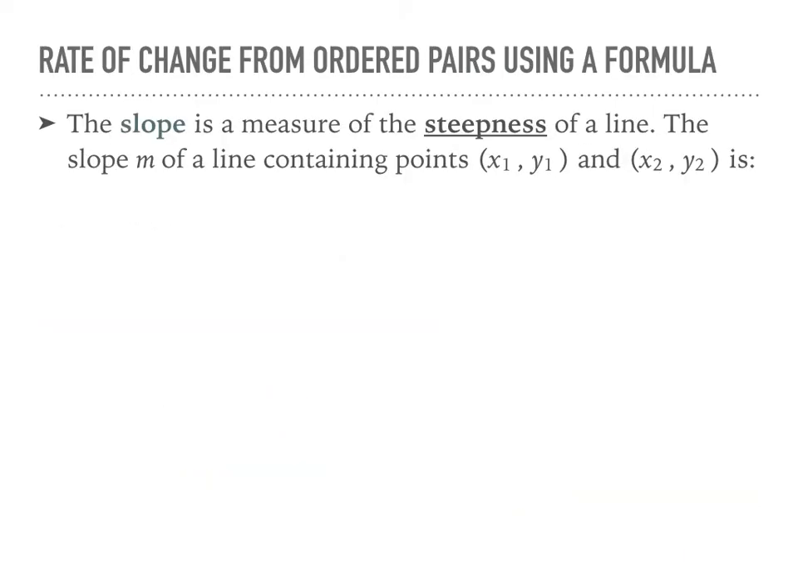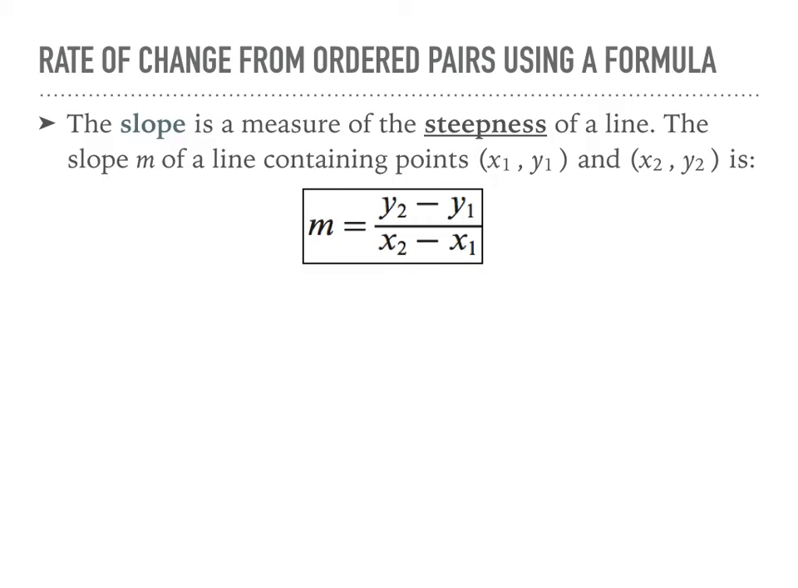Okay, so let's look at ordered pairs. Remembering that the slope is a measure of the steepness of a line. The slope of a line containing these 2 points is found by y2 minus y1 over x2 minus x1. M is the variable that we use for slope in algebra.